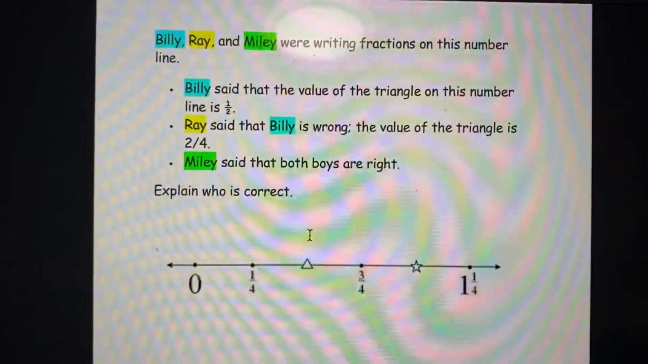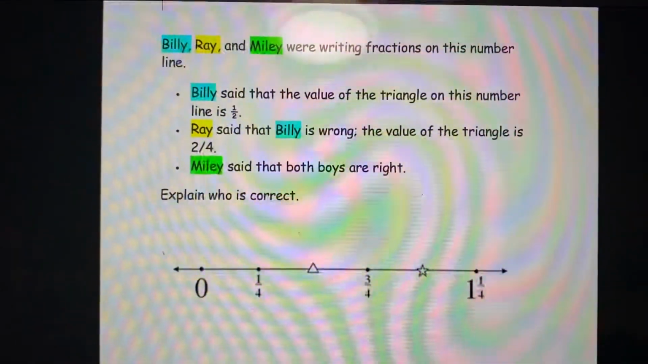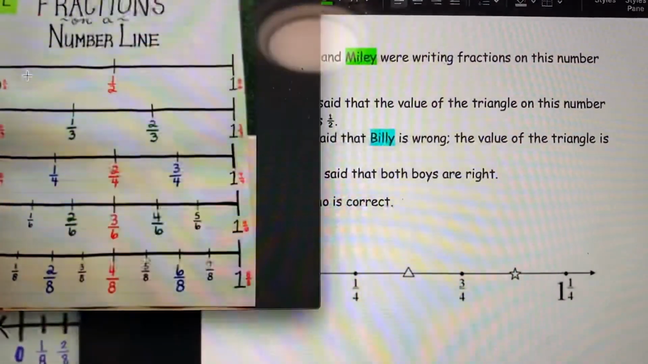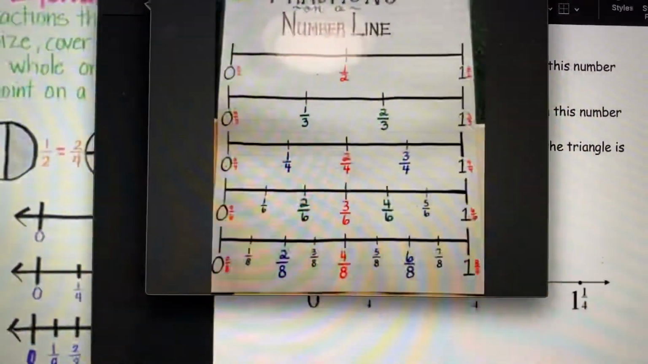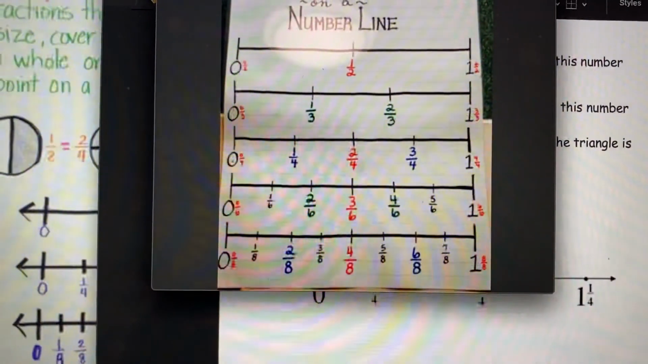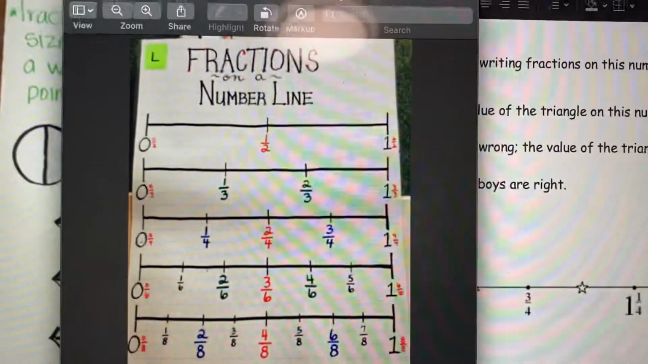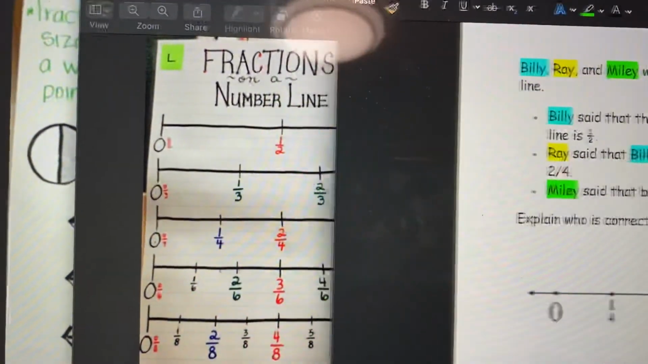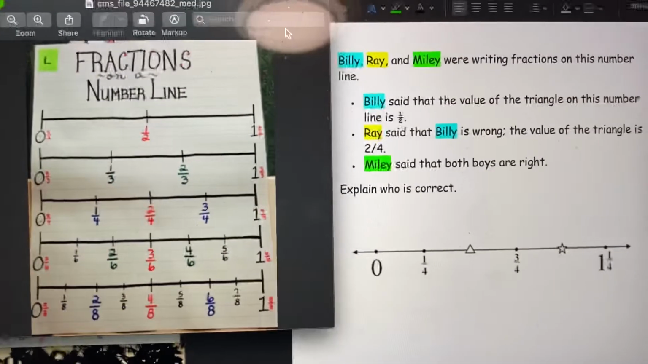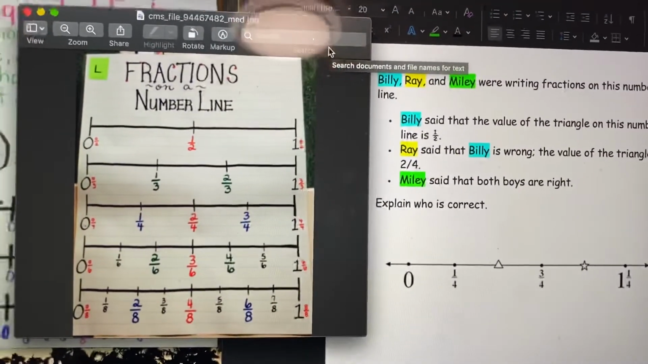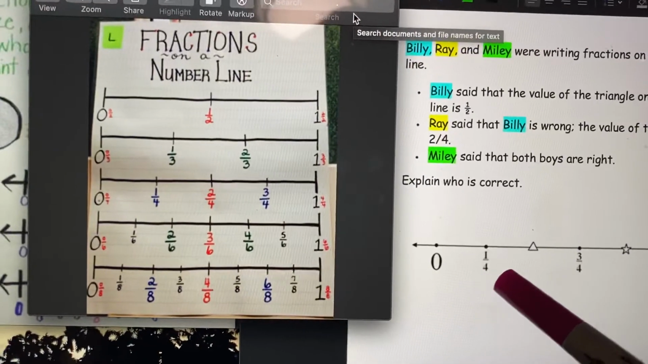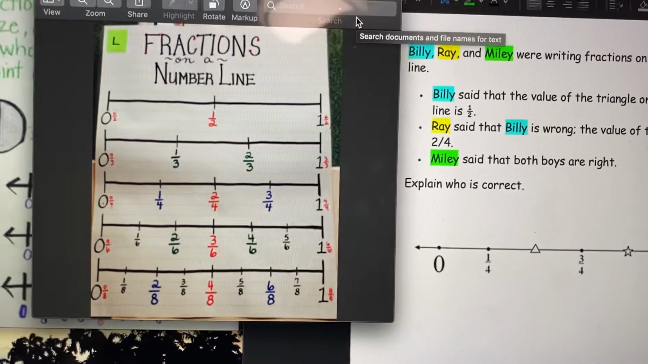Explain who is correct. Now, I have a couple of resources that you guys can use from PowerSchool that I got. Now, this is fractions and number line. I would totally recommend using this as a reference for you. Why? Because look at this, and then look at this. Now look at what I'm pointing out. You can see here that 1/4, it's 3/4, and then 1 1/4.